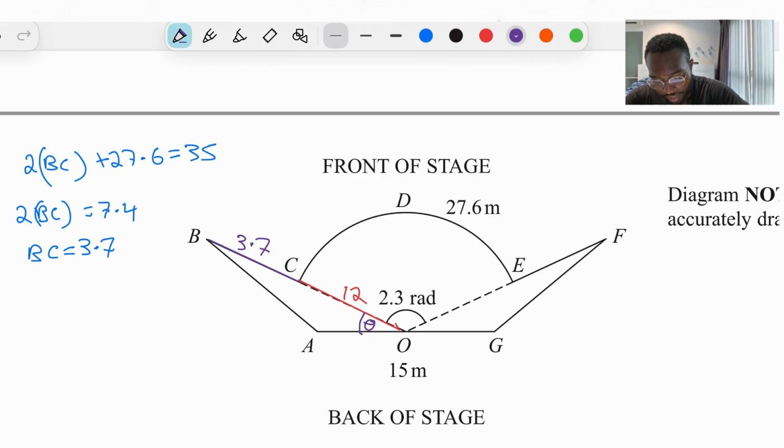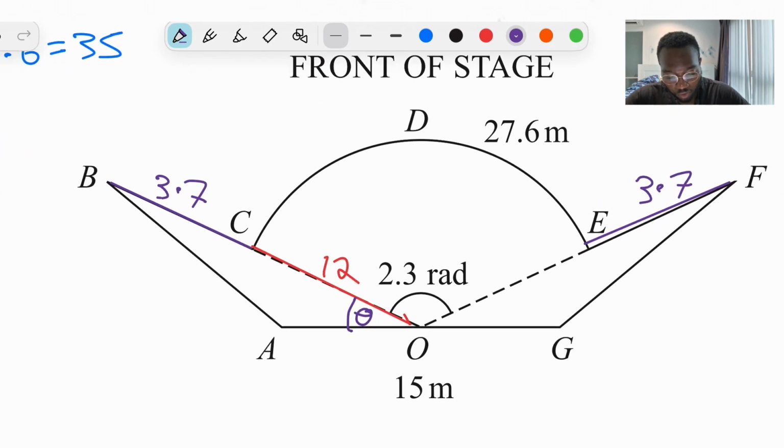We also know that the EF is also going to be 3.7. So we have 3.7 there. Now we need to work out the area of the whole stage, not the triangle. As we can see, we've got this triangle here. How can we work out the triangle? Well, we know what this triangle is from part B.